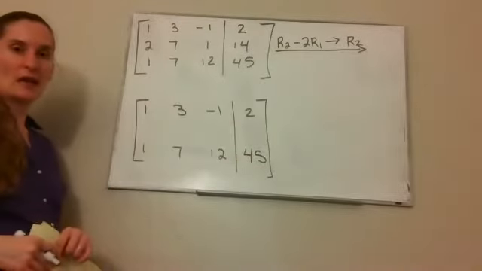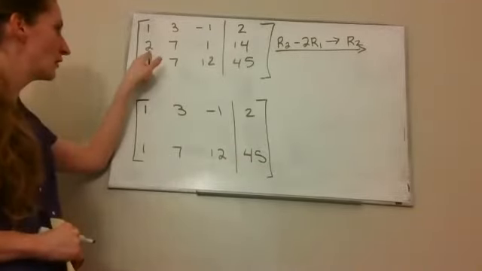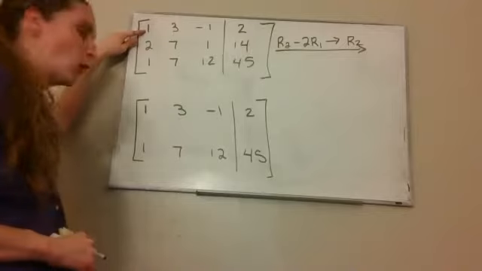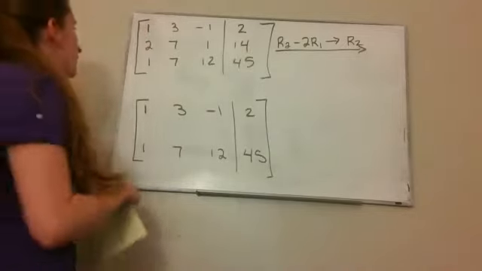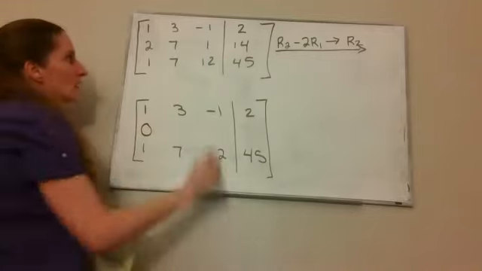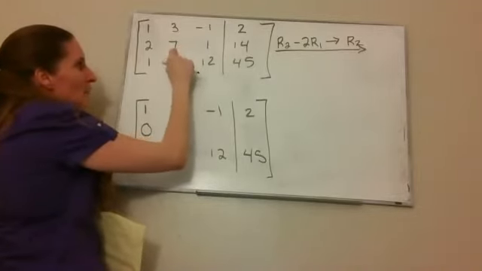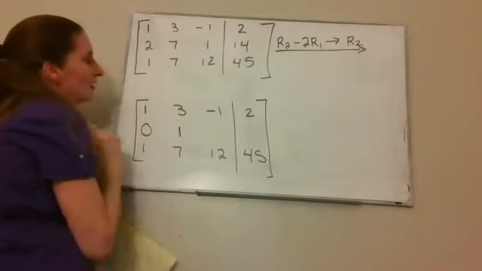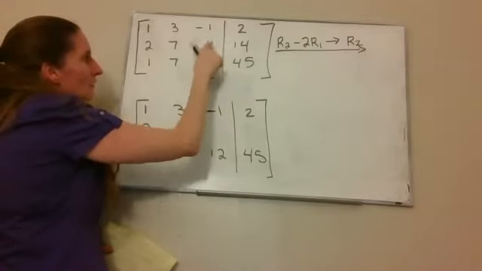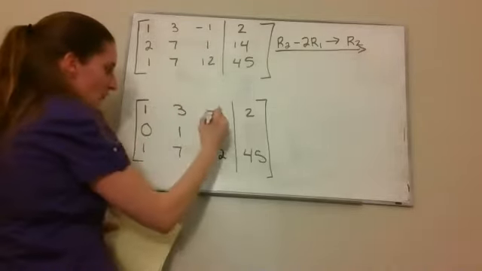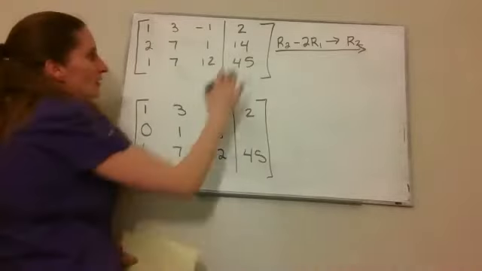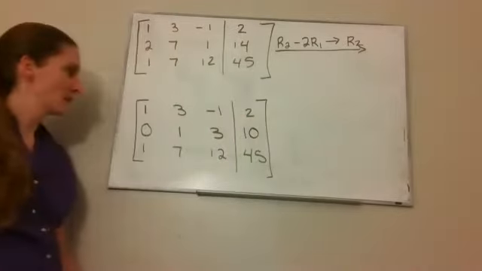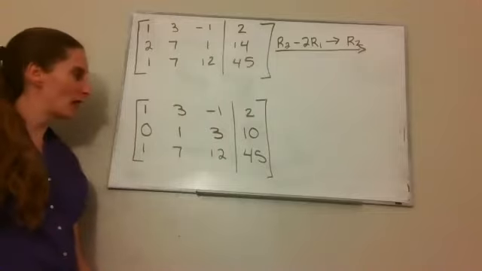But my row 2 is now going to be my previous row 2 value minus 2 times my row 1 value. Well, 2 times 1 is 2, and 2 minus 2 is 0. For this guy, I'm going to have my 7 minus 2 times 3. So that's 1. And then I have 1 minus 2 times negative 1, which is 3. 14 minus 2 times 2 is 10. So that's what I get when I apply that row operation.